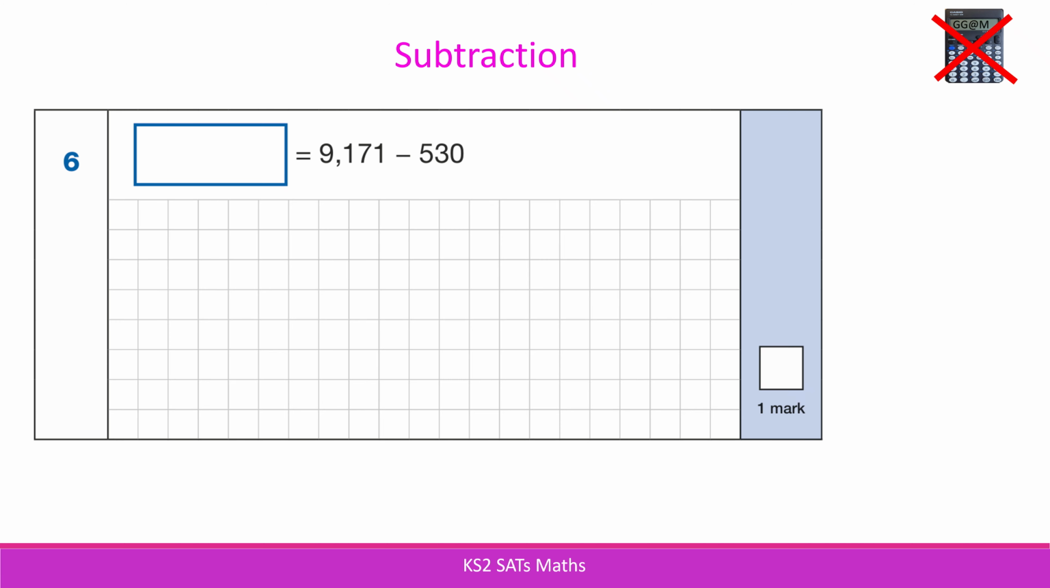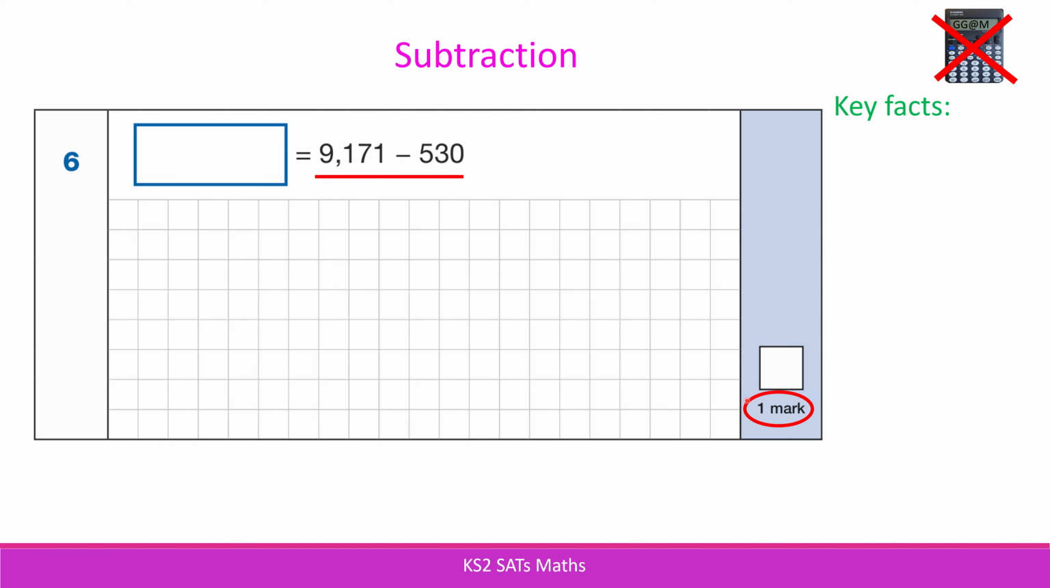This is a question on subtraction. Now don't be put off because there is a box before the question. When you do subtraction or any equation, the answer could be put on the left or it could be put on the right. Normally you see it on the right, but it is exactly the same if you put it on the left. So basically you've got to work out the answer to 9,171 take away 530. The answer needs to go in this box here, and this will give you 1 mark in the exam.